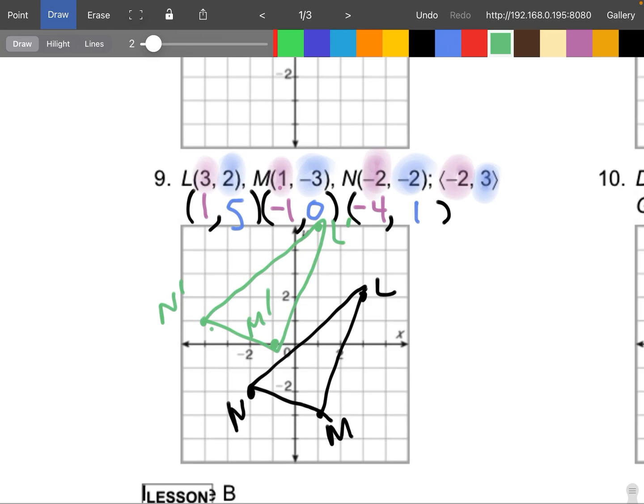So that's a translation. Everything just moved to the left 2, that's from the negative 2 on my vector, and up 3. So that's how you translate.